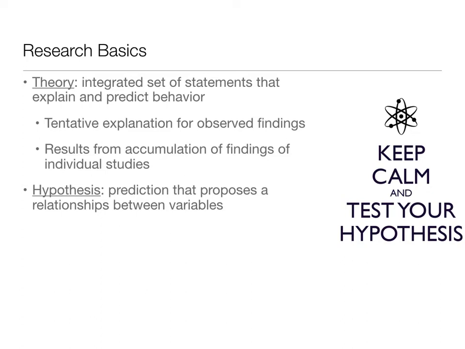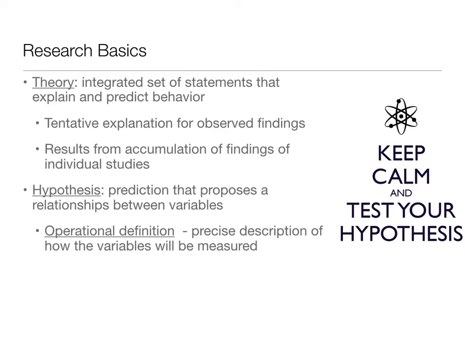So again, remember we said our hypothesis is based on previous research, based on previous knowledge, which has formed that theory. So our hypothesis kind of comes out of this theory. And it's that prediction about what we think the answer to our research question is going to be. So it's our prediction that proposes a relationship between two variables, or a prediction about the description of variables. It's our best guess, based on this information we have, about the answer to our research question.